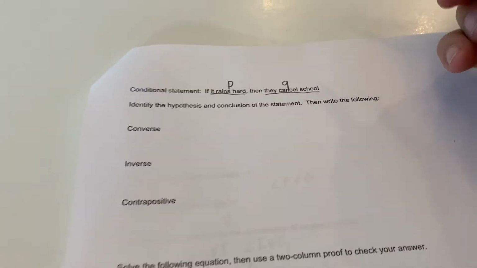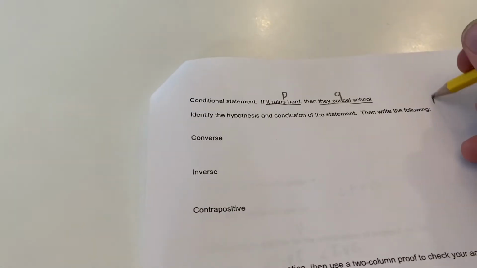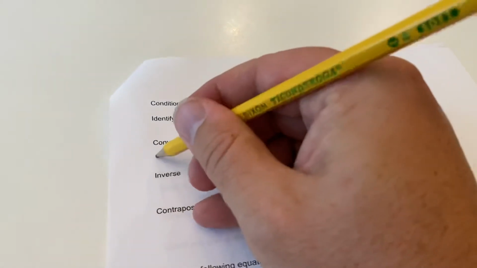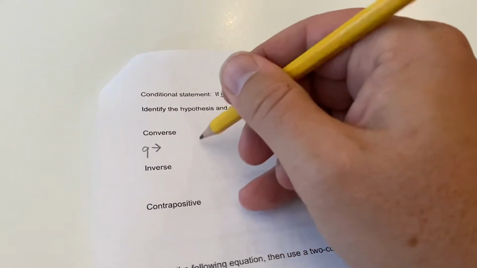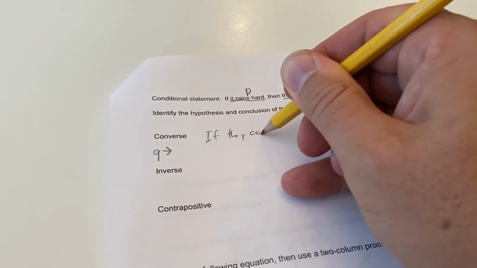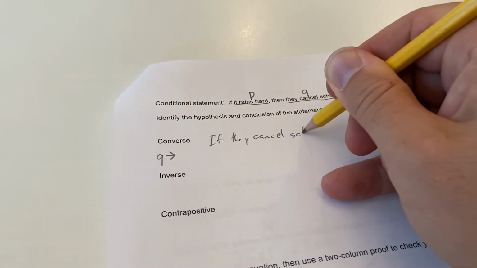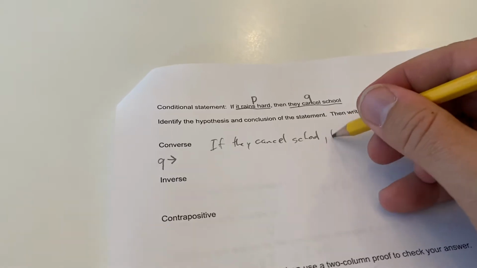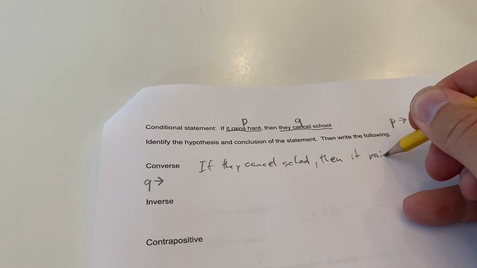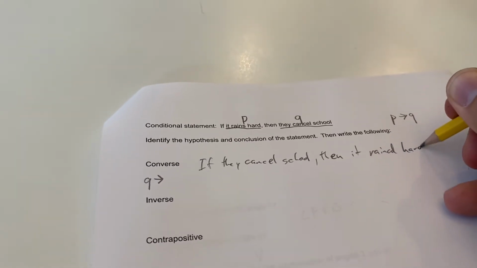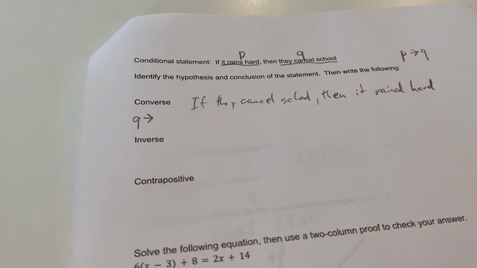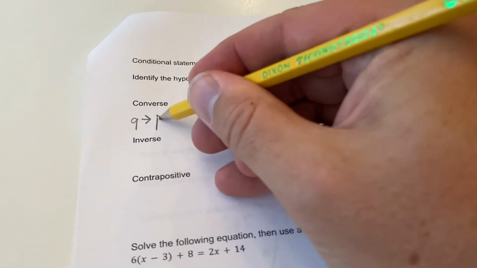Okay, so my conditional statement is if P, then Q. My converse is if Q, then P. So if they cancel school, then it rained hard. This is not true, by the way. We don't cancel school for rain unless like the school's flooded and the electricity goes out. So this is Q, then P.